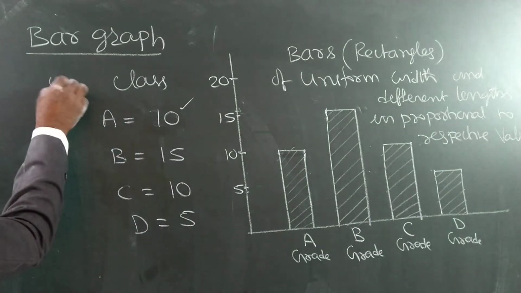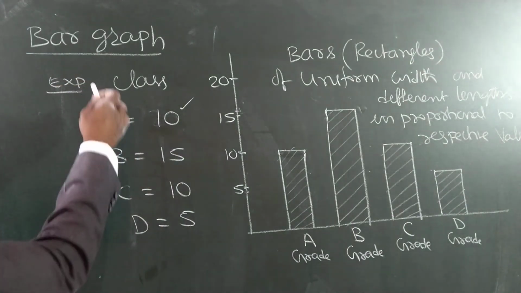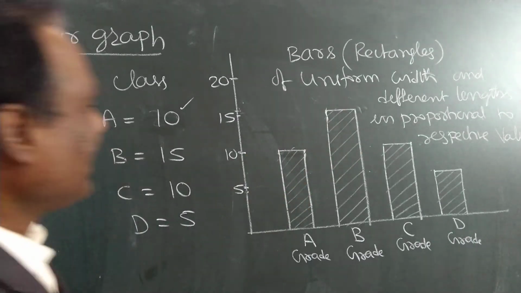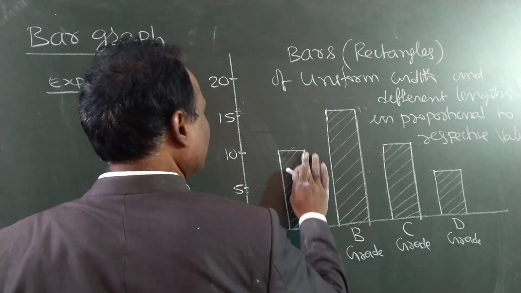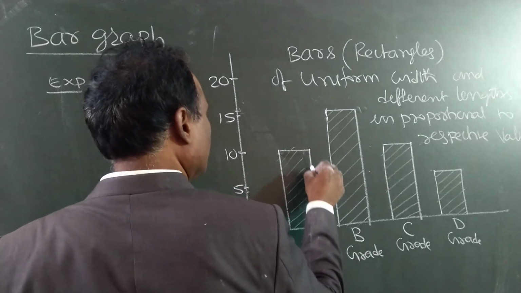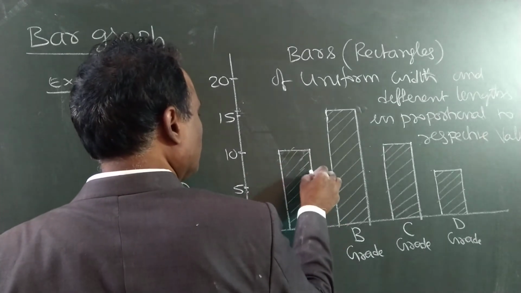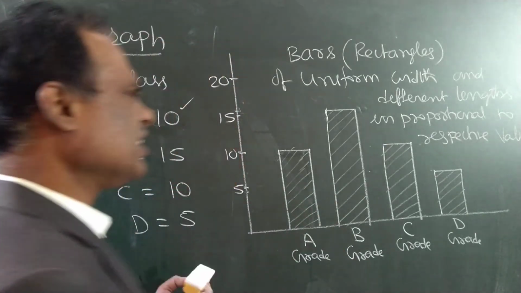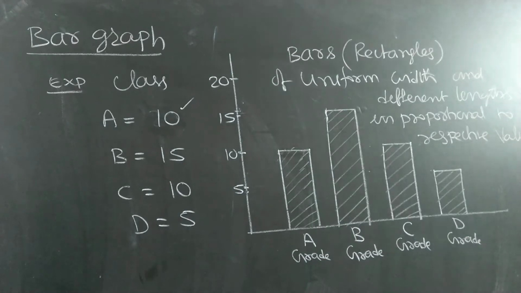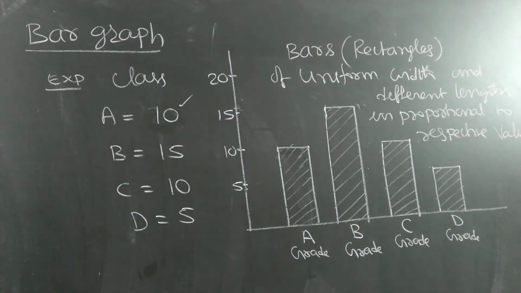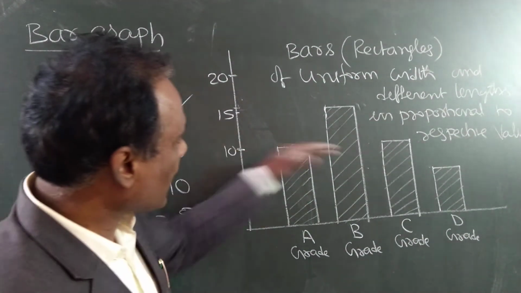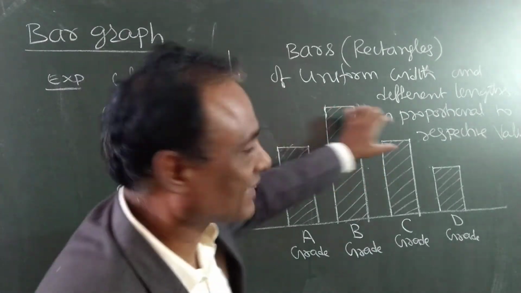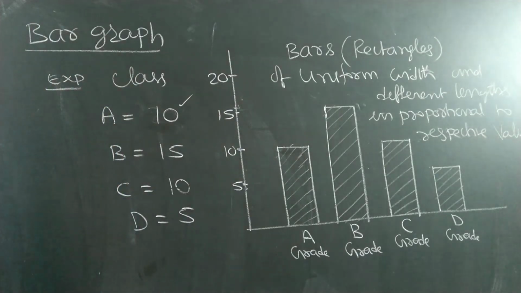Example. Data is given, a bar graph is drawn. Write down. You can draw this example. This is a bar graph. We can draw it vertical or horizontal also. The same can be done like this, one rectangle like this, another rectangle like this also.